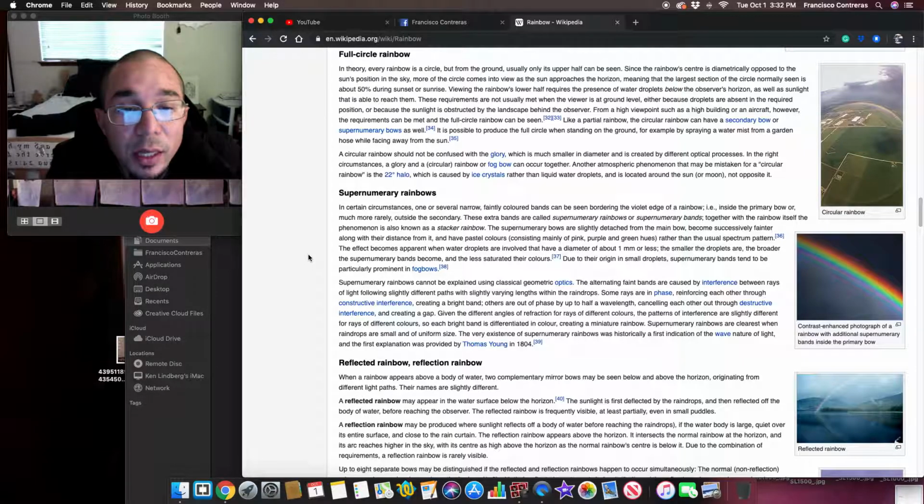Another atmospheric phenomenon that may be mistaken for a circular rainbow is the 22° halo, which is caused by ice crystals rather than liquid water droplets and is located around the sun or moon, not opposite it.